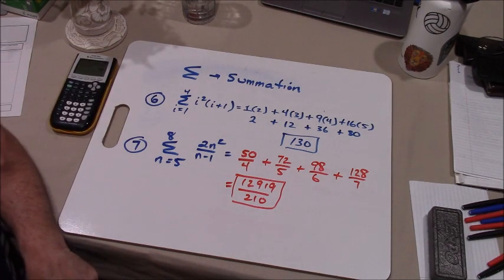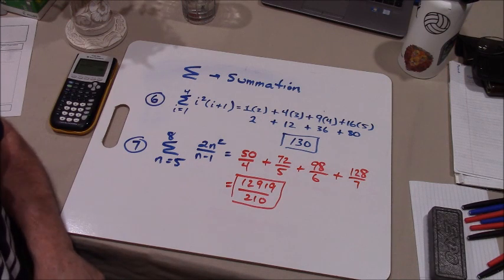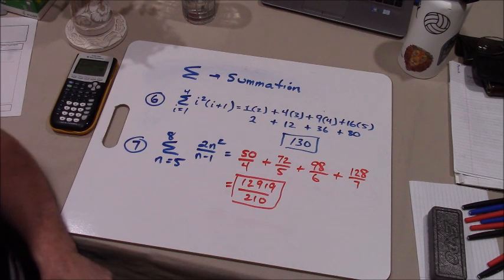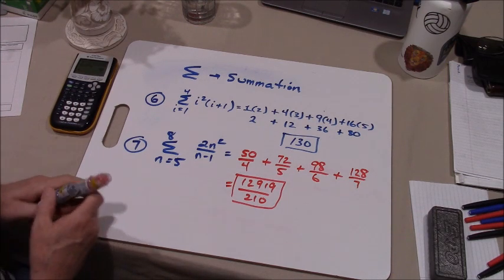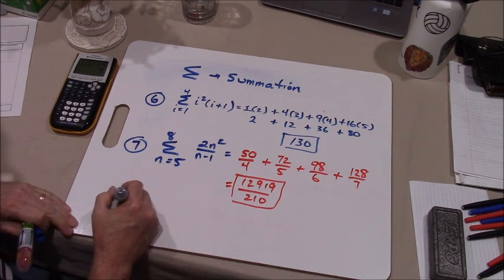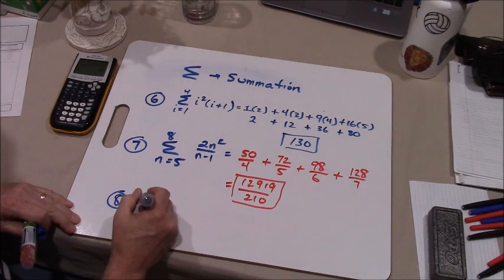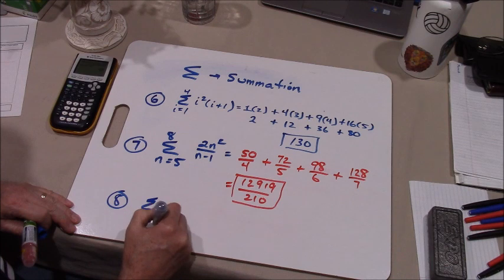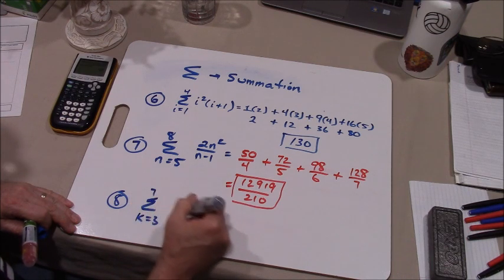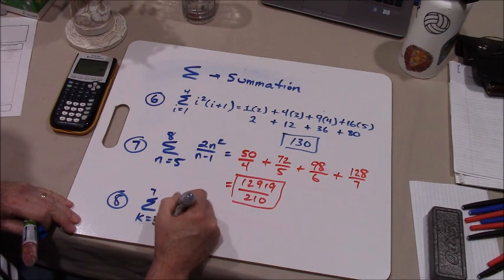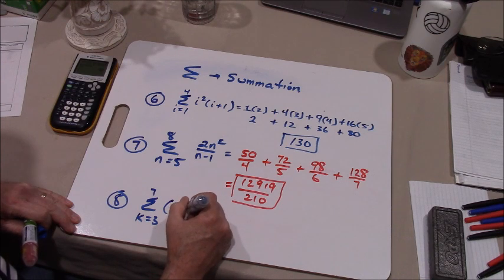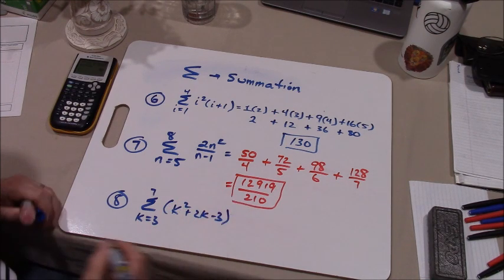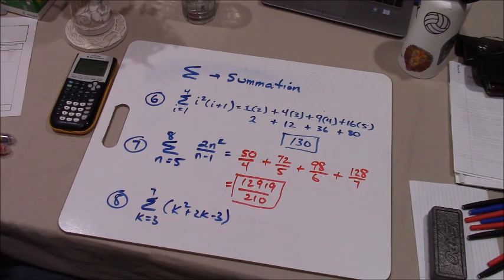If you don't have your calculator at home with you, there's always calculators on the computer you can use, but something to make that a little bit easier. Let's try one more of these. This time I've got the summation for k equals 3 to 7 of k squared plus 2k minus 3. You go ahead and try it.